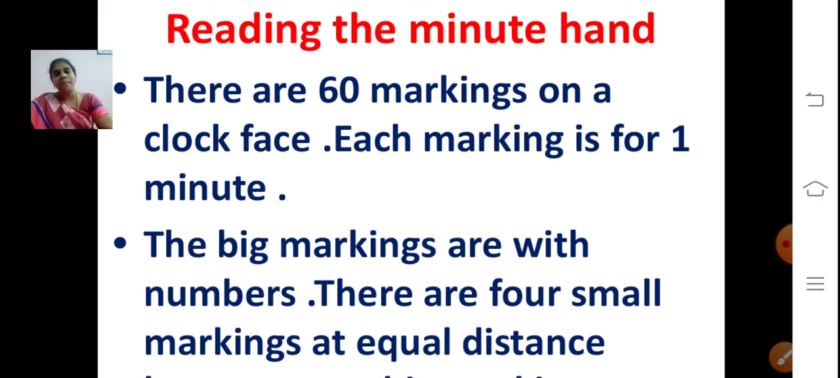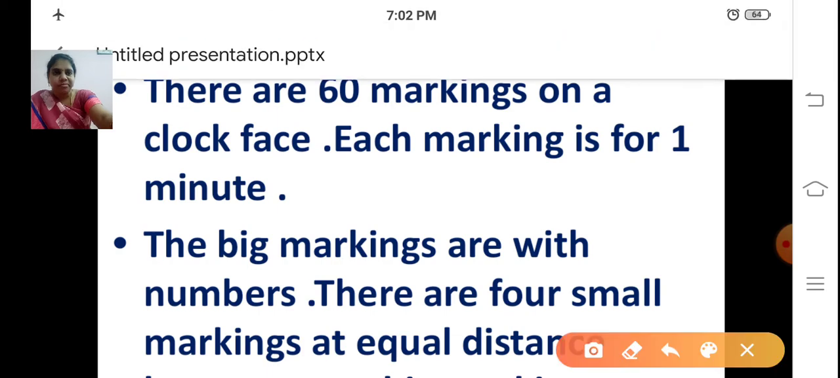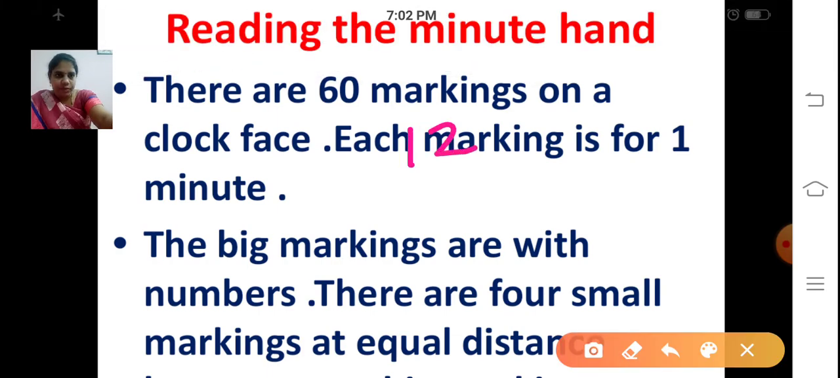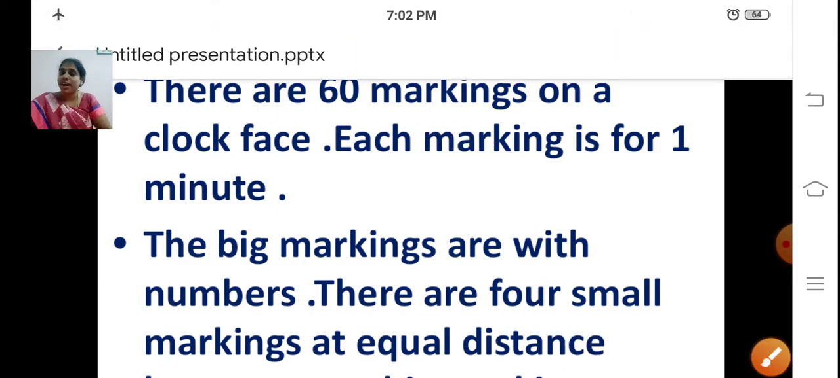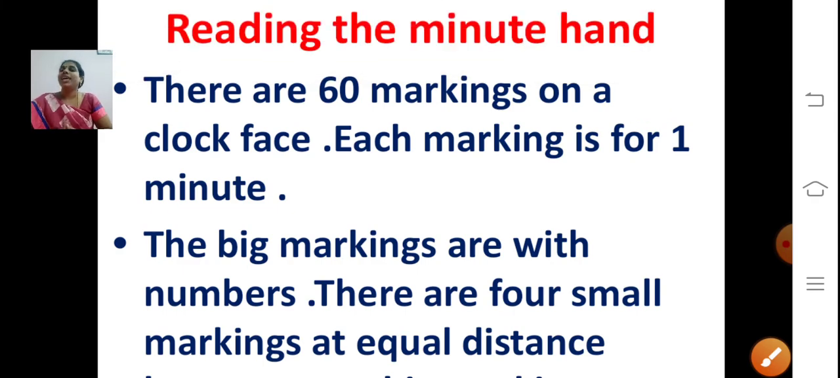How many markings are there? Inside we'll have 4, right? So in between 12 and 1, we'll have 1, 2, 3, 4 markings. The 5th one we'll have, right? So till 12 we'll have how many markings? We have 60 markings. See, 1, 2, 3, 4, 5. Again 1, 2, 3, 4, 5. Altogether we have 60 markings. Each marking is for 1 minute.